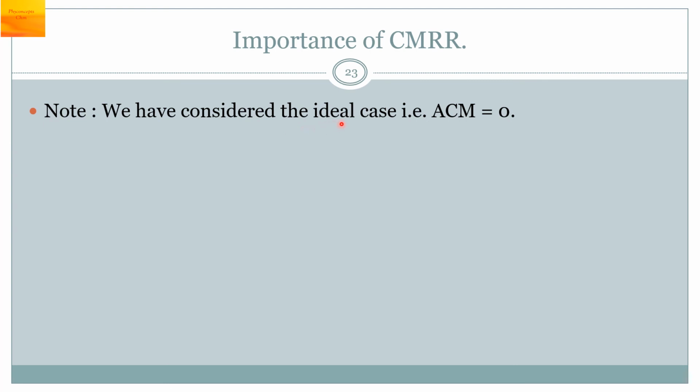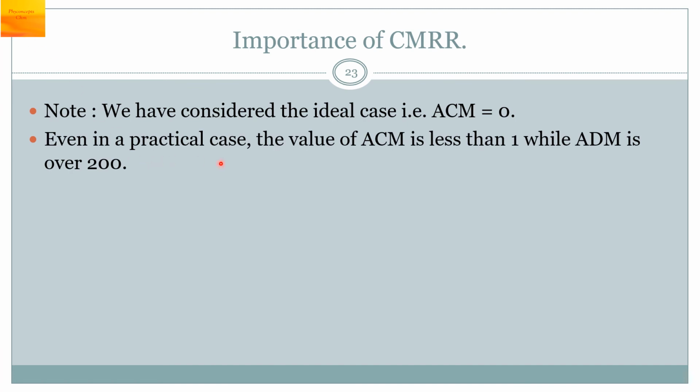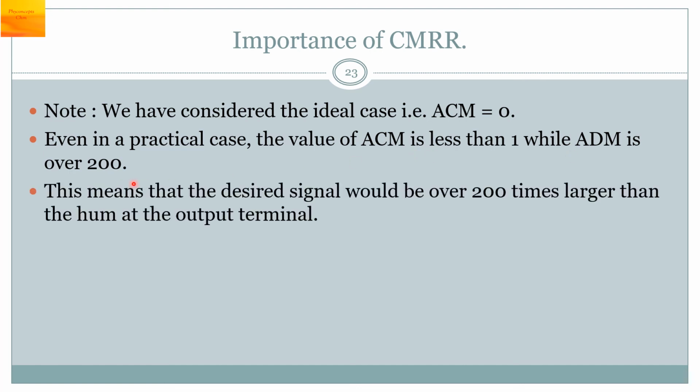We have considered the ideal case, that is A_CM, the common mode gain, is 0. Even in the practical case, the value of A_CM is less than 1 while A_DM is over 200. This means that the desired signal would be over 200 times larger than the hum at the output terminal. Hum is the unwanted signal.